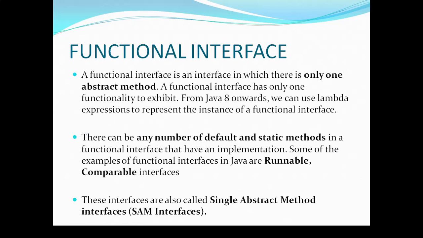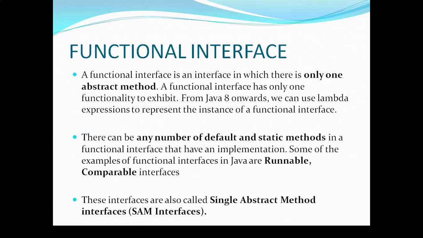There can be any number of default and static methods in a functional interface that have an implementation. Some examples of functional interfaces in Java are Runnable and Comparable interfaces. What that means is, in a functional interface, along with one abstract method, there could be any number of default and static methods which could have implementation or method bodies.